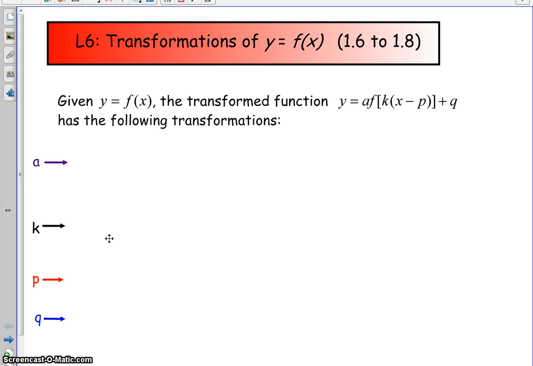Now, before we get into this, you need to have done the transformations investigation using Desmos that was handed out in class. If you haven't done that yet, this will not make much sense, so please make sure you do that first before we go through this.